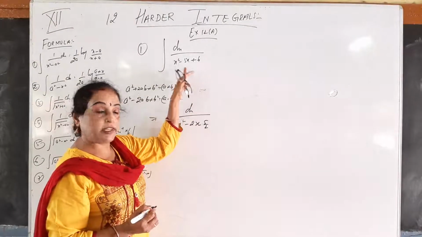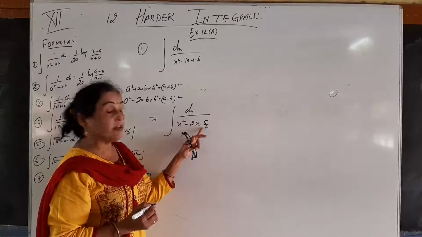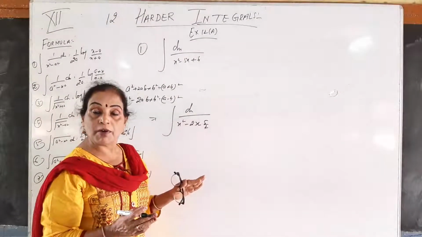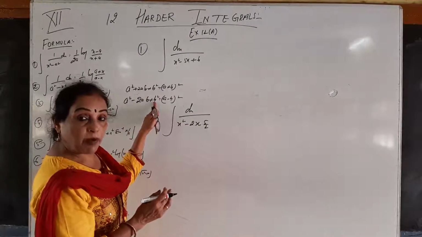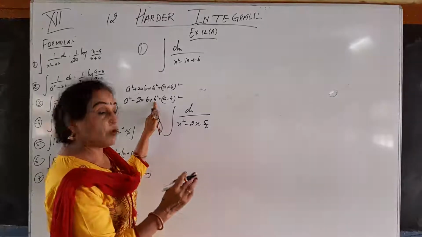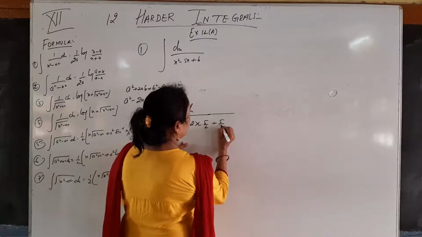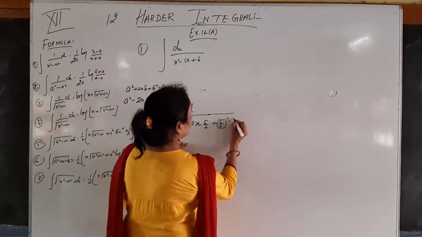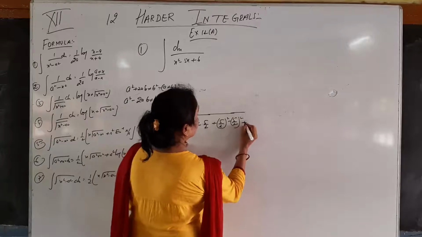हमने 2 को remove कर दिया divide करके, तो अब क्या होगा? a square minus 2ab. What is b? 5 by 2. Our b is 5 by 2. So then we are getting b square, means 5 by 2 whole square. So what will we do? We will add 5 by 2 whole square and subtract 5 by 2 whole square, and plus 6 of the question.